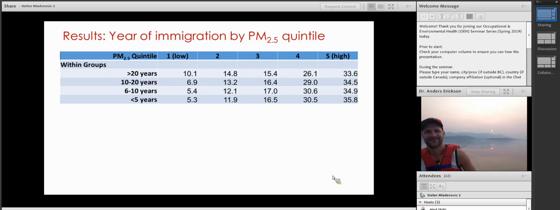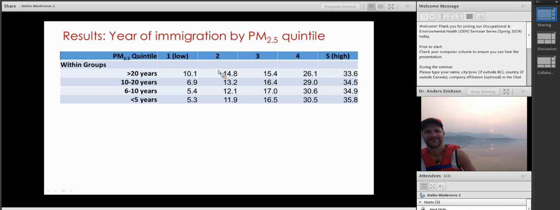When we look at the period of immigration, very recent immigrants are those who have immigrated less than 5 years prior to 2001. So this is people from 1996 up to 2001. Then the next group is 6 to 10 years, then 10 to 20 years, and greater than 20 years of immigrants. So these are those who have immigrated prior to 1980.